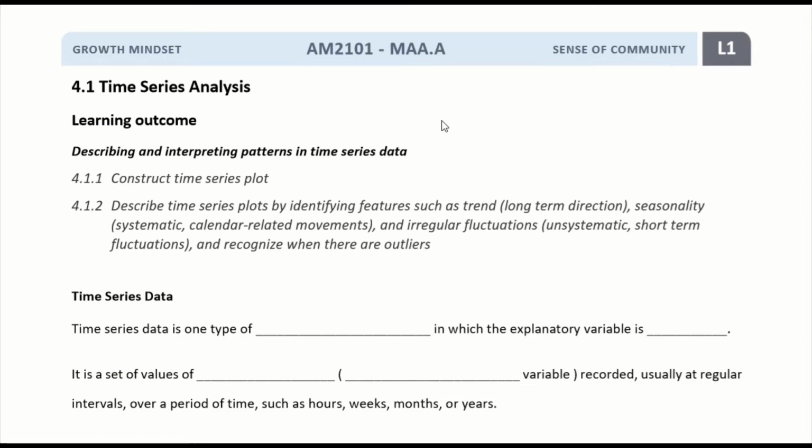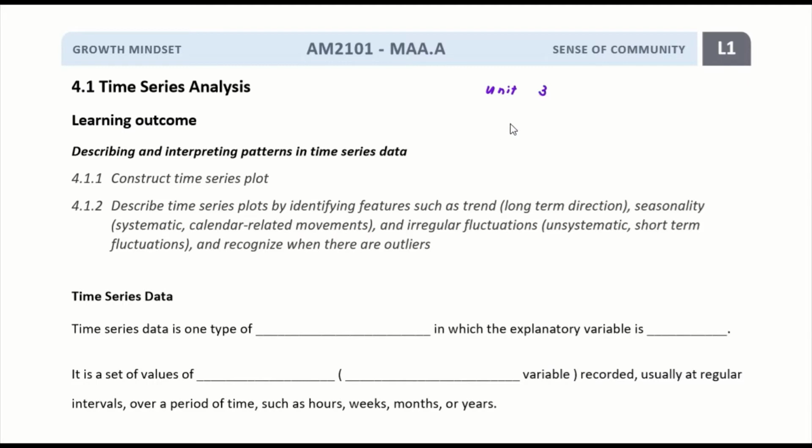Hi everyone, welcome to the first lesson of our new topic here, which is topic 4.1, time series analysis. By looking at the numbering here, you should realize that we are moving into Unit 4 and then the first topic. Which means by this time we have already completed about half of our syllabus, which is under Unit 3.